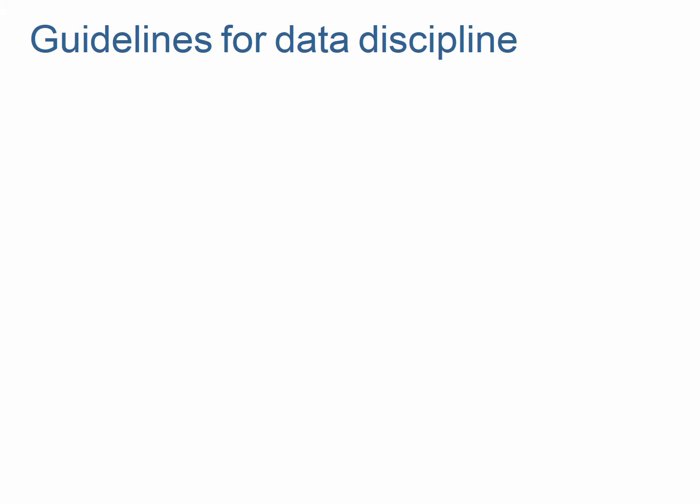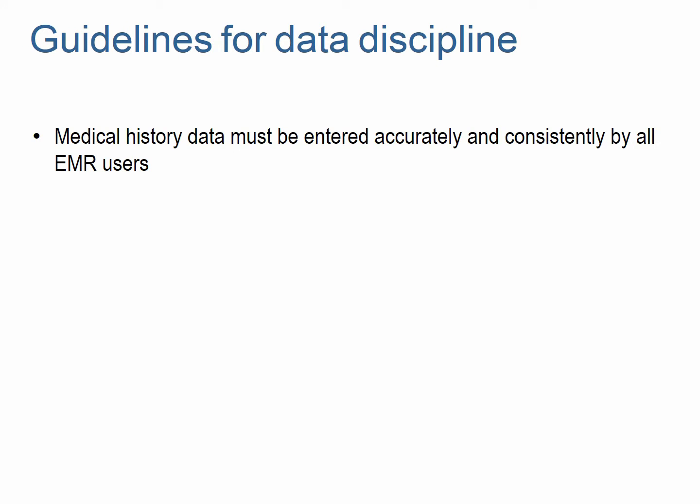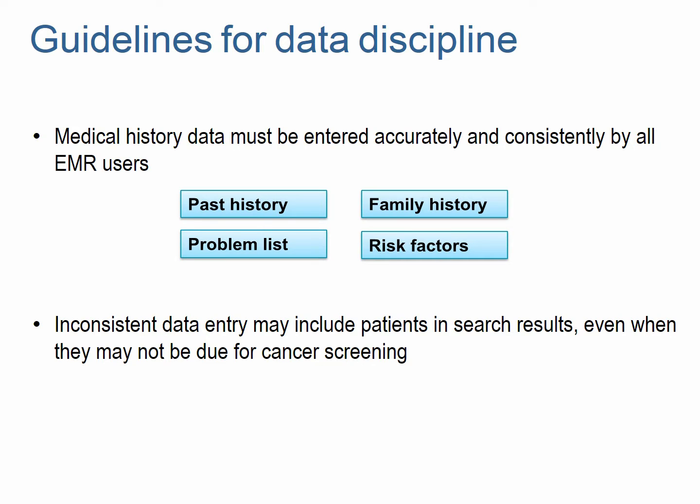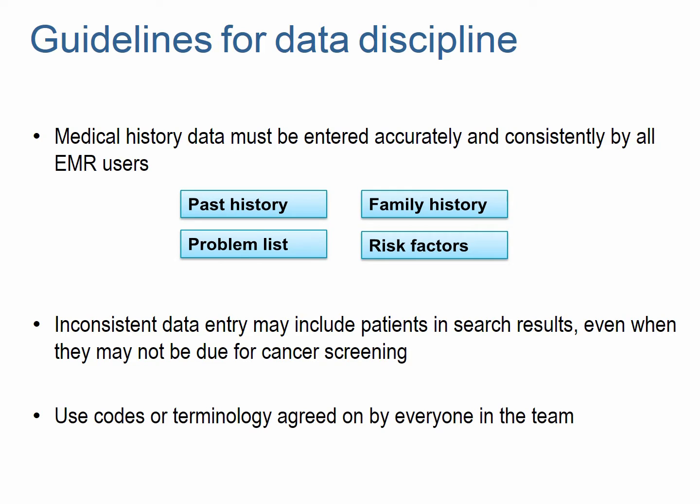Another great example is with patient medical history. There are a number of fields in the patient profile that let users enter data as free text. Past history, family history, the problem list, and risk factors are a few of those fields, and all of them can be searched to find patients with specific medical history criteria. If data is not entered into those fields consistently, you're going to find that it will be very difficult to use these fields to identify patients who may be due for a cancer screening procedure. Data standardization allows teams to come to agreement on standard terminology or codes that can be used in every case.